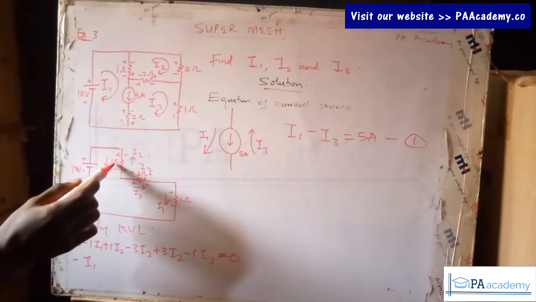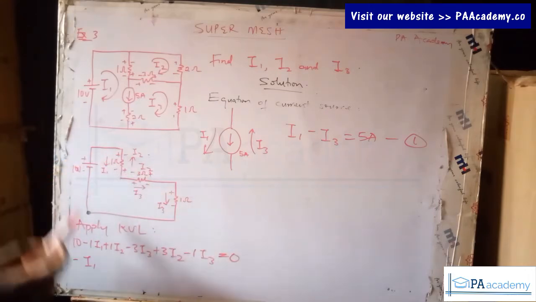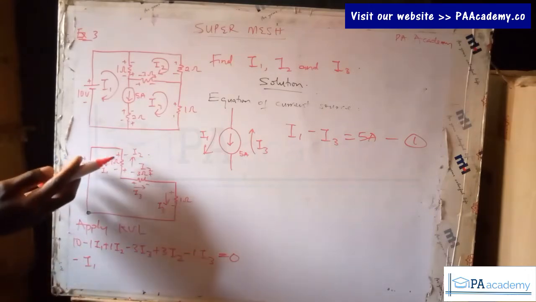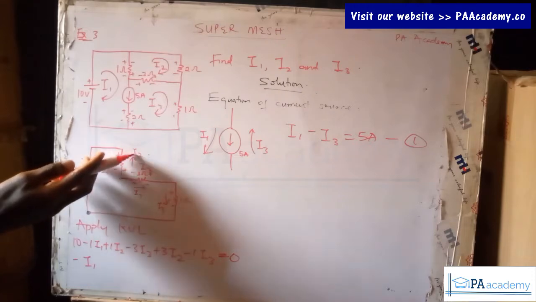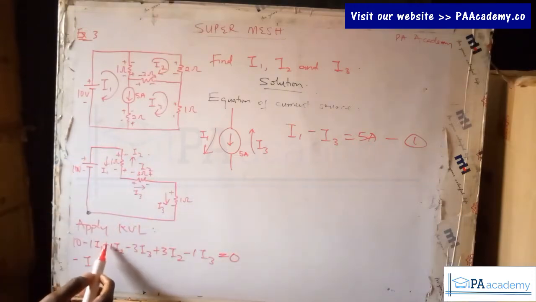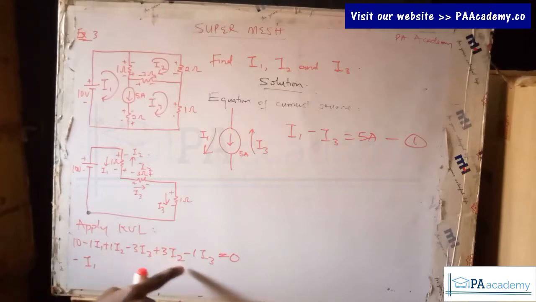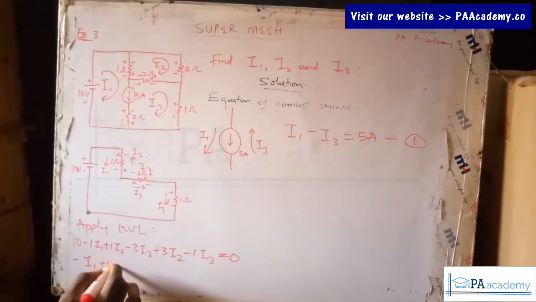That's because of this 1 ohm resistor. This is from positive to negative, that's why we're having minus 1 I2. And you're also having from negative to positive due to I2, so this is supposed to be positive, not negative. With that, for I2, we're having plus 1 I2 and then plus 3 I2. That will give us plus 4 I2.